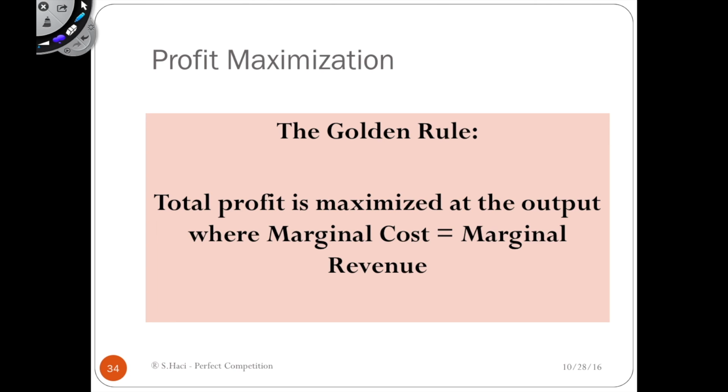So to summarize, the golden rule: to maximize profit, a firm has to produce the output where marginal cost equals marginal revenue. The end.